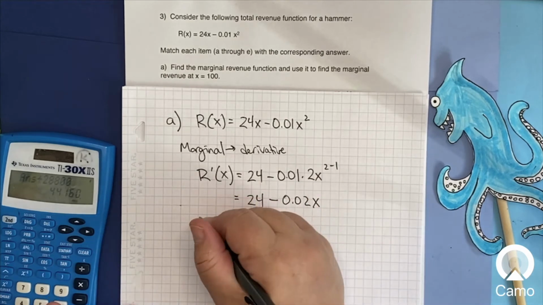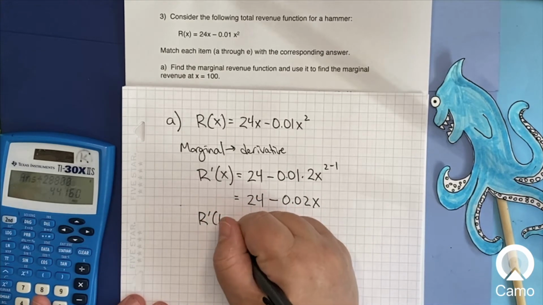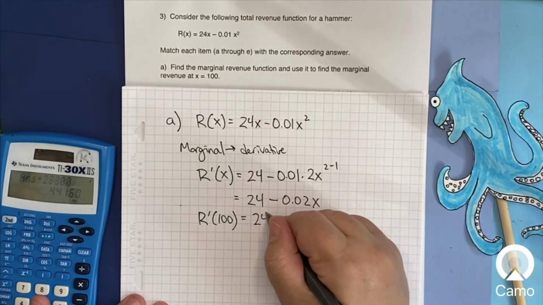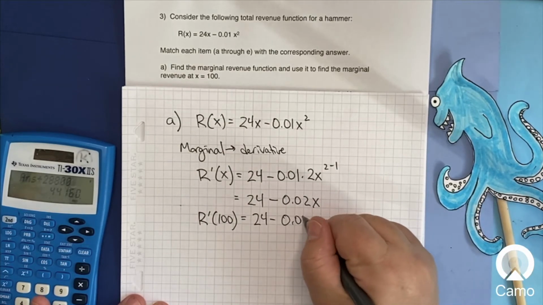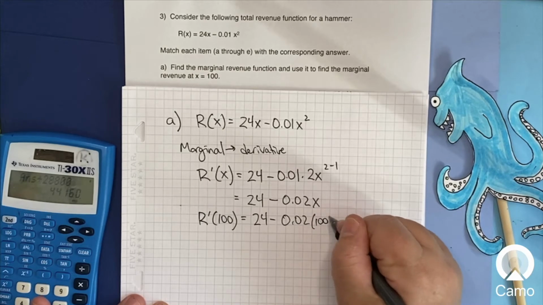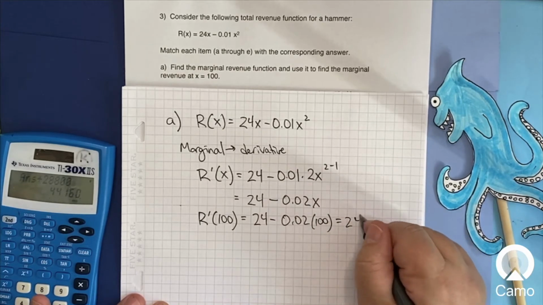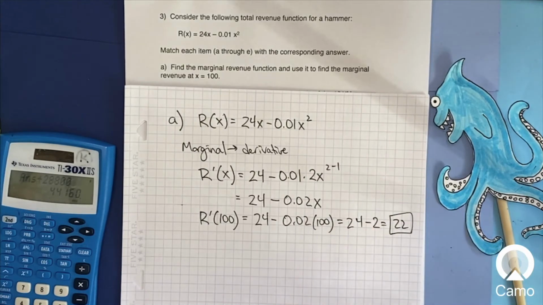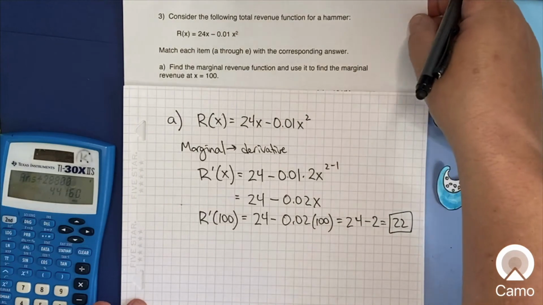Okay, and we're supposed to find the marginal revenue function at 100. So that's 24 minus 0.02 times 100, which is 24 minus 2, which is 22. Woohoo! Yay! Okay, we got one down.